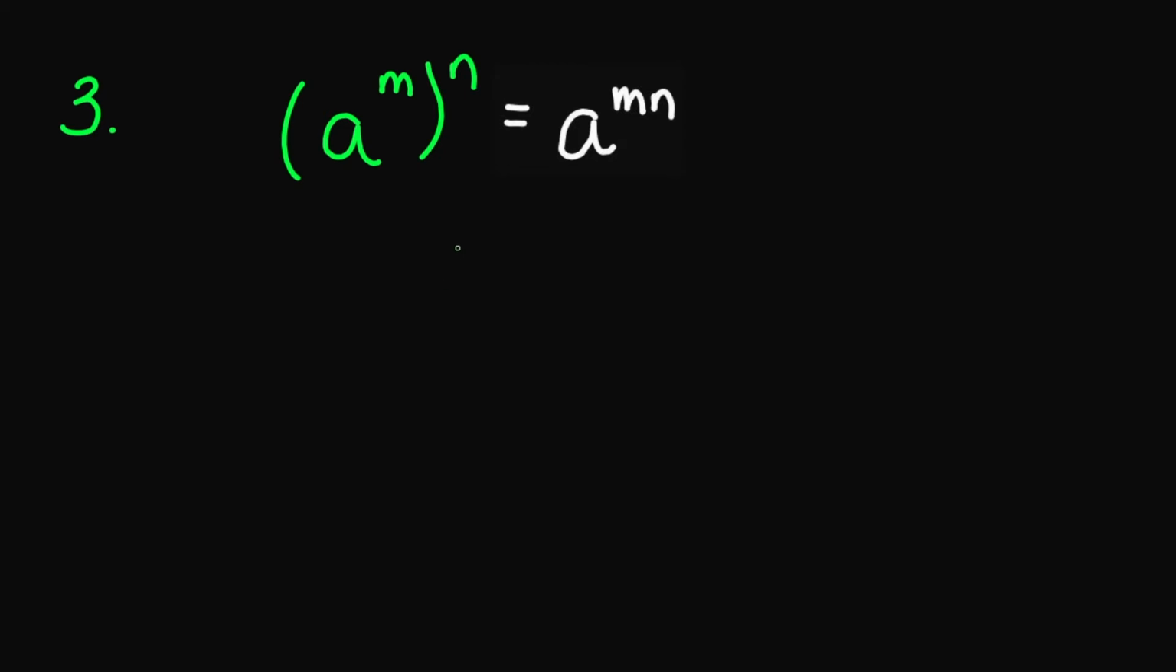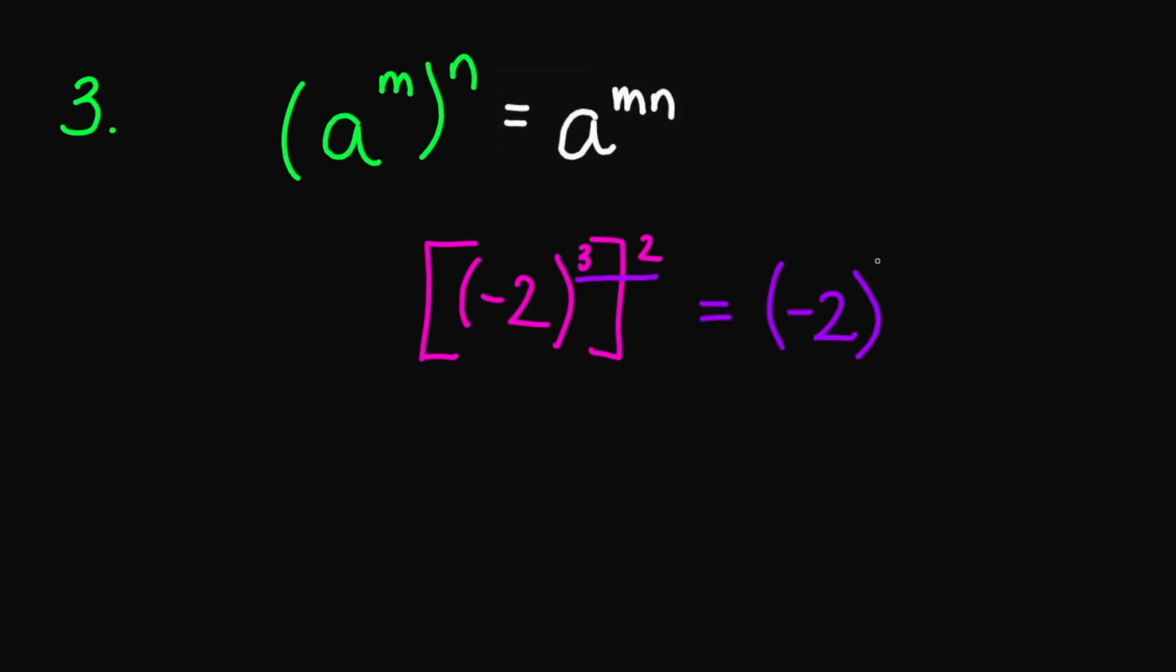What about if I had a bracket and parentheses? So let's say we had bracket, parentheses, negative 2 cubed, and I had a bracket with a 2 on the outside. It's the same thing, right? You still have a power raised to a power. I'm still going to multiply the 3 and the 2. My base will stay the same, which is the negative 2. And I'm going to multiply 3 times 2. This is going to give me 6. So your answer is going to be negative 2 to the 6th power.